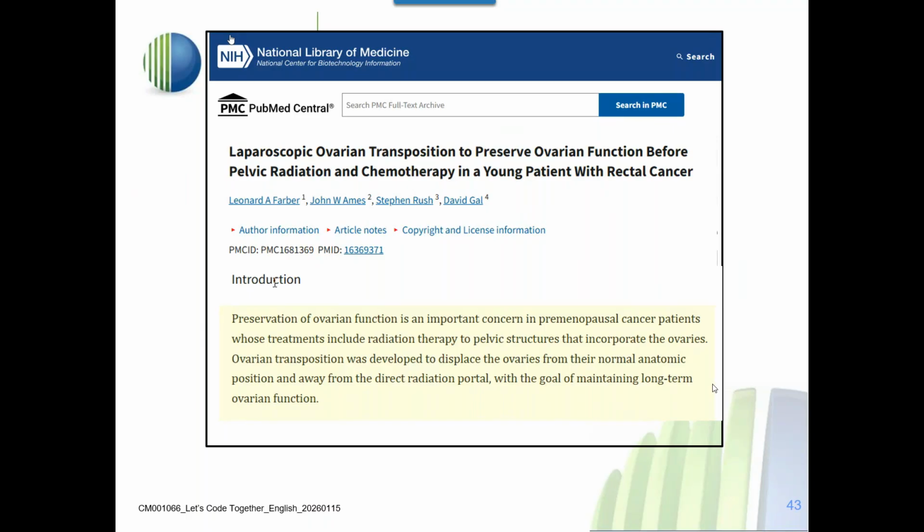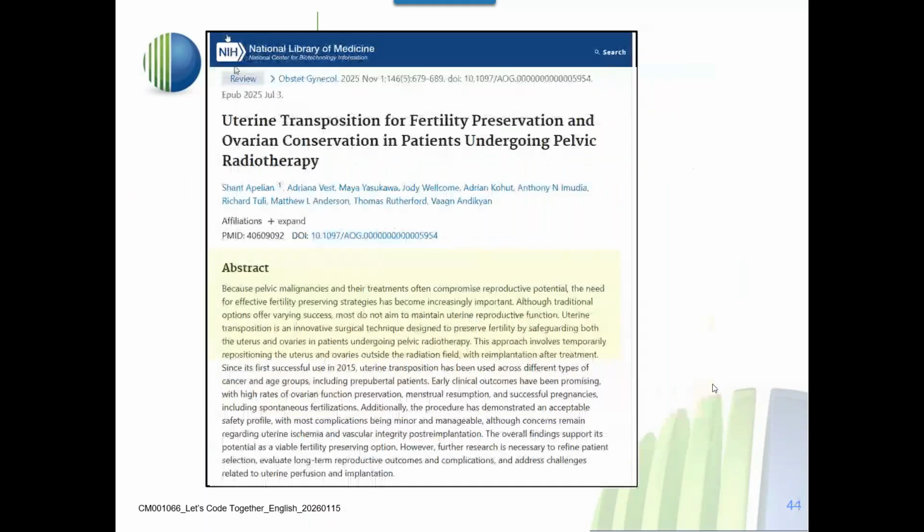Important concern in premenopausal cancer patients whose treatments include radiotherapy to pelvic structures that incorporate the ovaries. It was developed to displace the ovaries from their normal anatomic position away from the direct radiation portal with the goal of maintaining long-term ovarian function. So it is very clearly more likely to be a procedure than a congenital problem because of the position, the report. Another one looking at a uterine transposition.